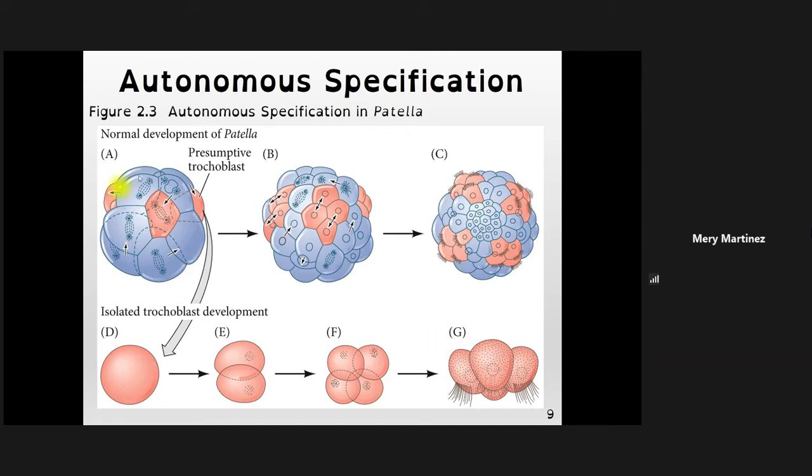So we took that trochoblast and we isolated it. And because they were predetermined to become the trochoblast, that's what they became. So they became the correct type of cell because there was no influence whatsoever from any other cell around. So this is autonomous specification.